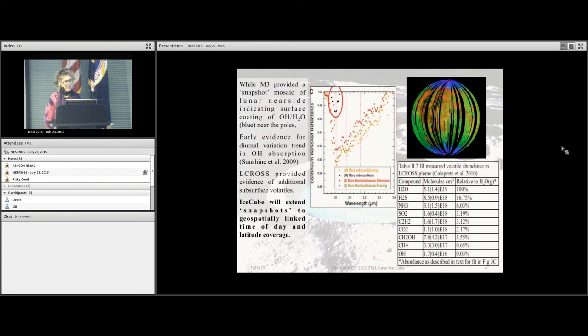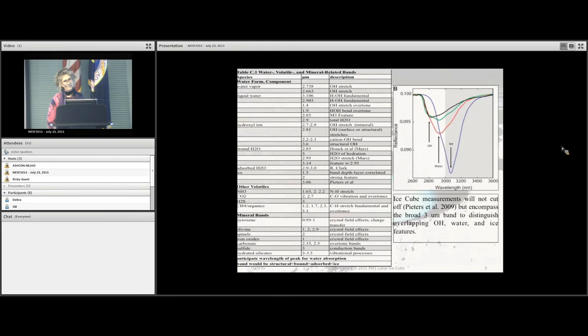And LCROSS, of course, as exemplified by the graph on the right-hand side, gave an indication of the wide variety of subsurface volatiles that exist on the lunar surface. We will take advantage of all of this data that have provided snapshots of the role of volatiles, hydroxyl, water, in various forms on the lunar surface in doing our systematic look over a 6-month period of variations in volatiles as a function of time of day and other things.